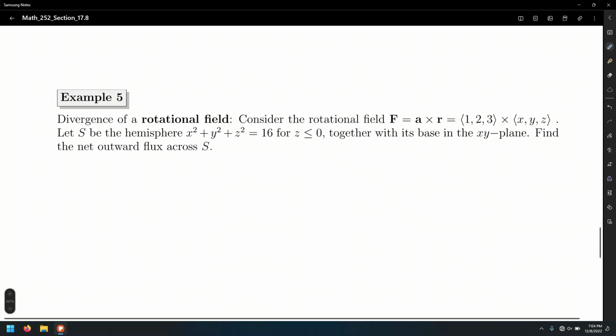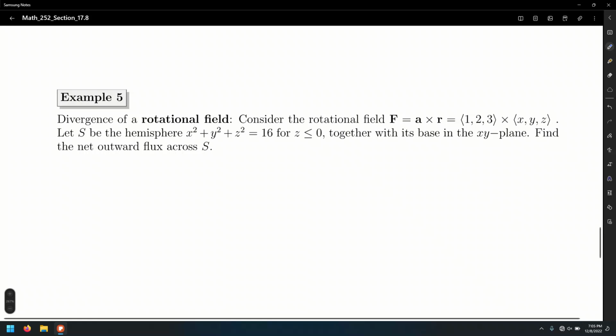Okay, so let S be the hemisphere, but we need to be careful, because this time it's the hemisphere z less than or equal to 0, the lower hemisphere this time, right? And together with its base in the xy plane, find the net outward flux across S.